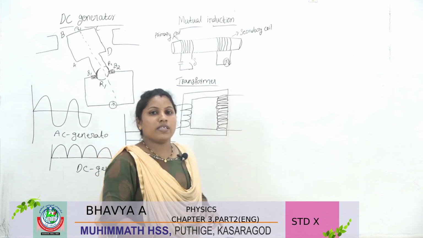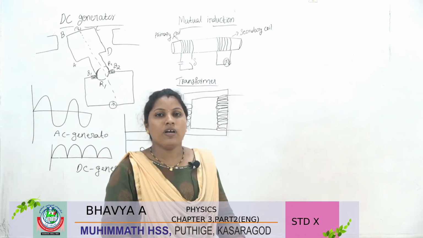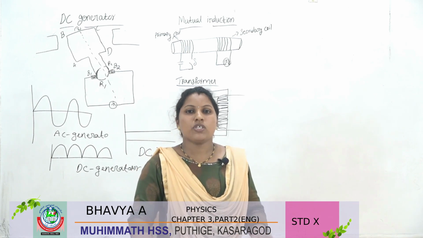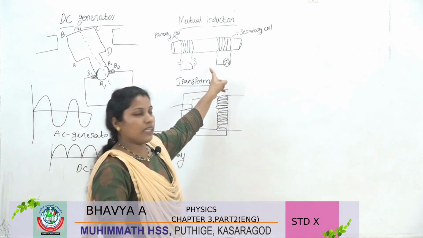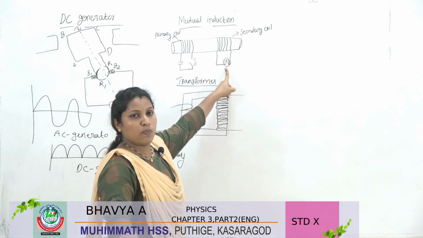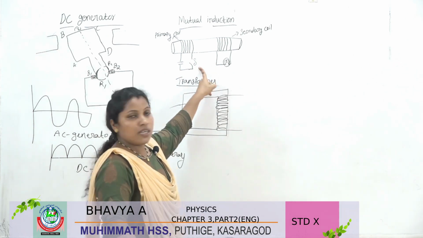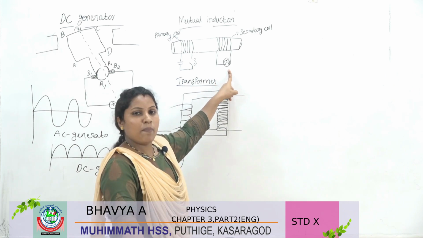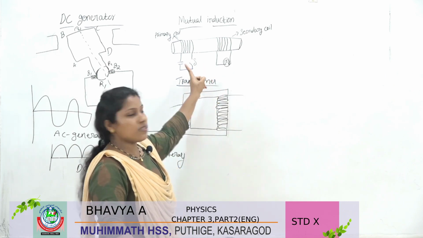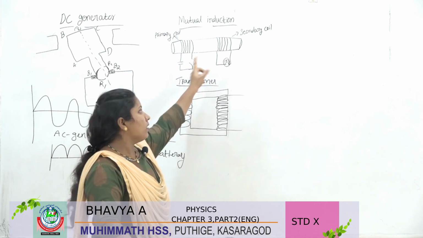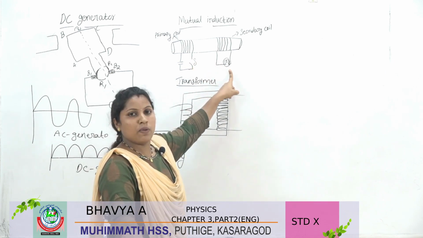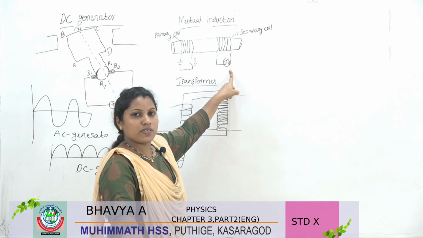Why? Because a variation of magnetic field is needed. Variation of magnetic flux is needed. If there is variation of magnetic flux, the bulb glows. Otherwise this bulb does not glow. If you continuously switch on and switch off this switch, at that time only the bulb glows continuously.